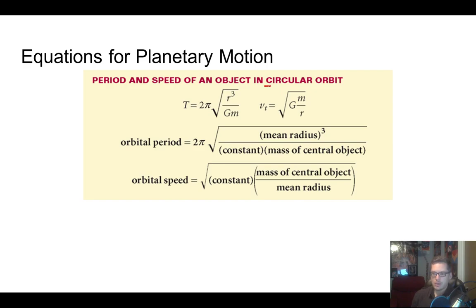Now notice this part here, it's for a circular orbit. So we can only use these formulas when we're talking about something that's in a circular or very nearly circular orbit. As soon as it becomes more and more elliptical, then we have to worry about some other factors, and the equations get much more complex.